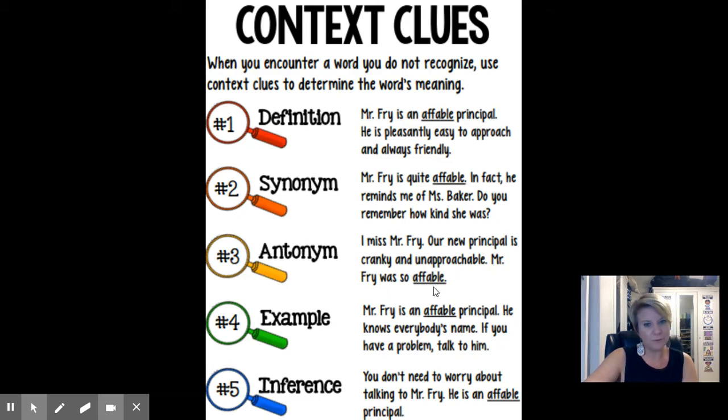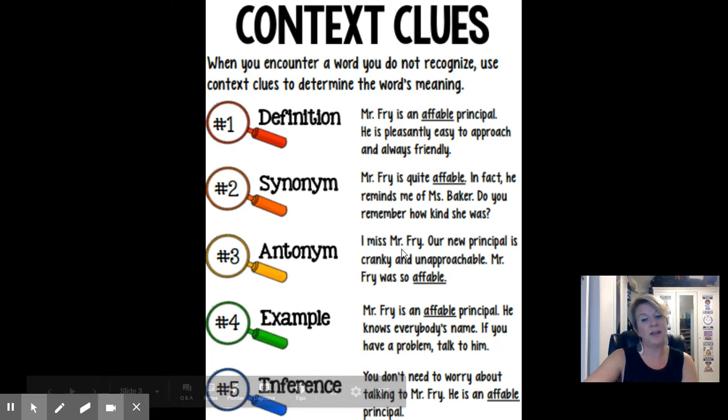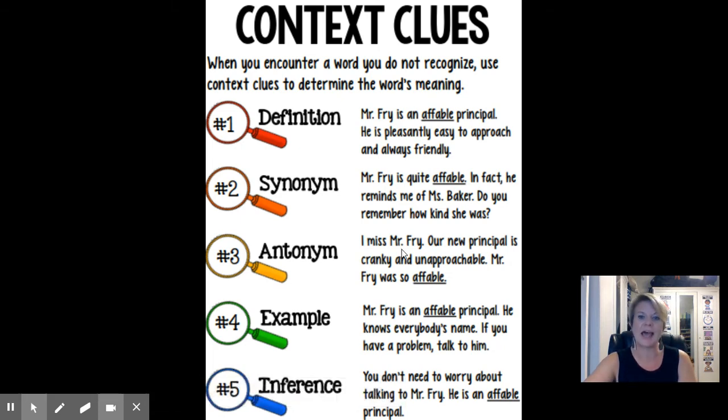So I don't know what affable means, but I know that if I miss Mr. Fry, I must have liked him, right? He must have been a good principal. And it says our new principal is cranky and unapproachable. Am I going to like somebody who's cranky and unapproachable? Probably not. So I know that affable, if it's an opposite, means that Mr. Fry was a happy person and I could approach him easily.